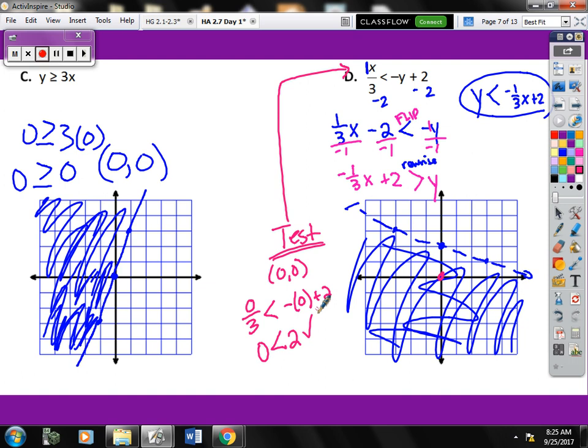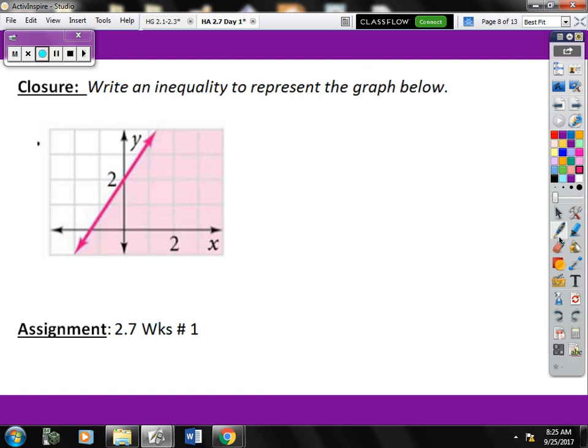All right, the last one then, our closure asks us to write an inequality to represent the graph. Okay, so to write an inequality to represent the graph, we would need to identify the slope, the y-intercept, and then we need to pick out what symbol we're using, which is usually the easiest part. Since it's a solid line and it's shaded below, which inequality symbol would I choose, Caleb? Good, I'm going to choose a less than or equal to. And we can see that the y-intercept goes through at 2.